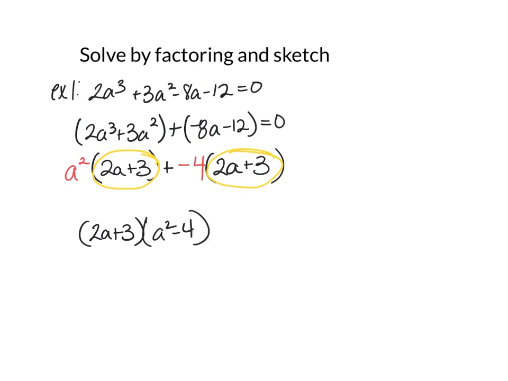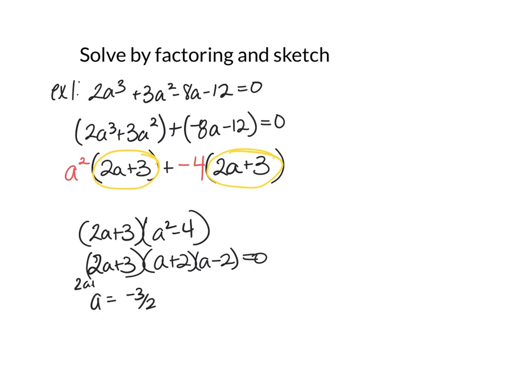Okay, so remember, I'm factoring that out just like factoring out the a squared in the first term. It's not there twice, it's only there once. And then I can factor the a squared minus 4 into a plus 2, a minus 2, and then the one extra step because I'm solving. When solving, taking 2a plus 3 equal to 0, a is negative 3 halves. A is negative 2, and a is positive 2.